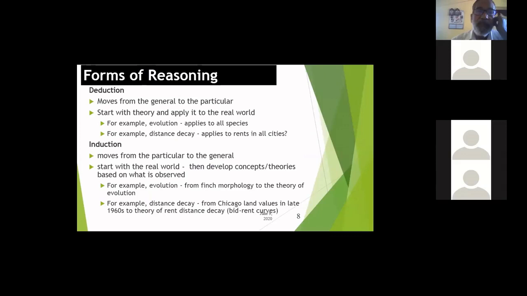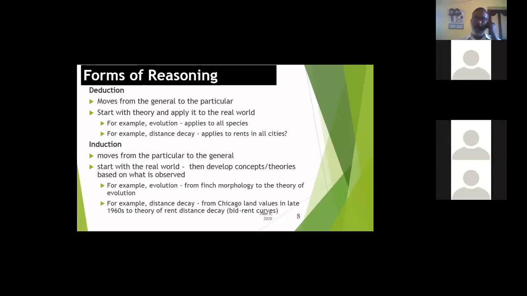You see the forms of reasoning again and the explanation for it. Deduction moves from the general to the particular. You must understand, when we talk about science, what is science? Science is general, okay? Understand? Science is always generic. Science is always universal. And it comes to be general or generic or universal from what we see as particularities, okay?